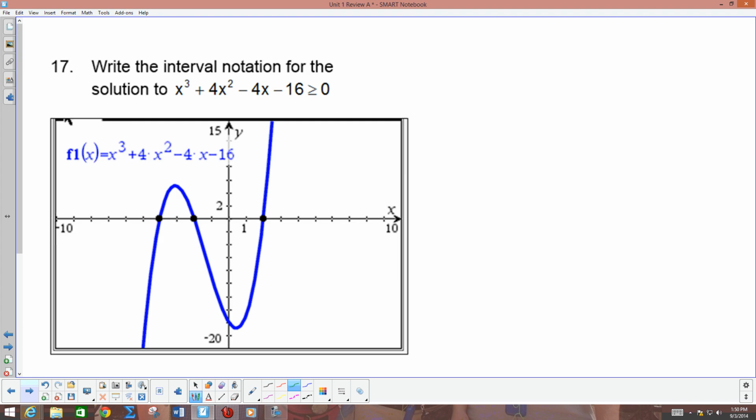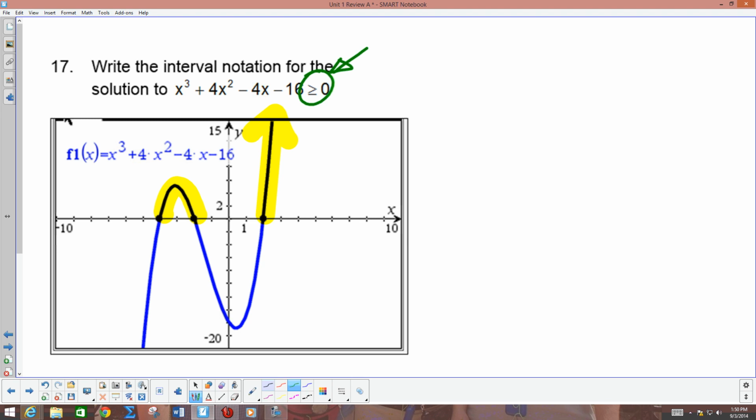All right, number 17, write the interval notation for the solution to this. All we want to key in on is that it is a greater than or equal to. What part is that? Get your highlighter pen. What part is going to be greater than or equal to? It's the stuff that's above the lines. So this is above, and that's below, above.